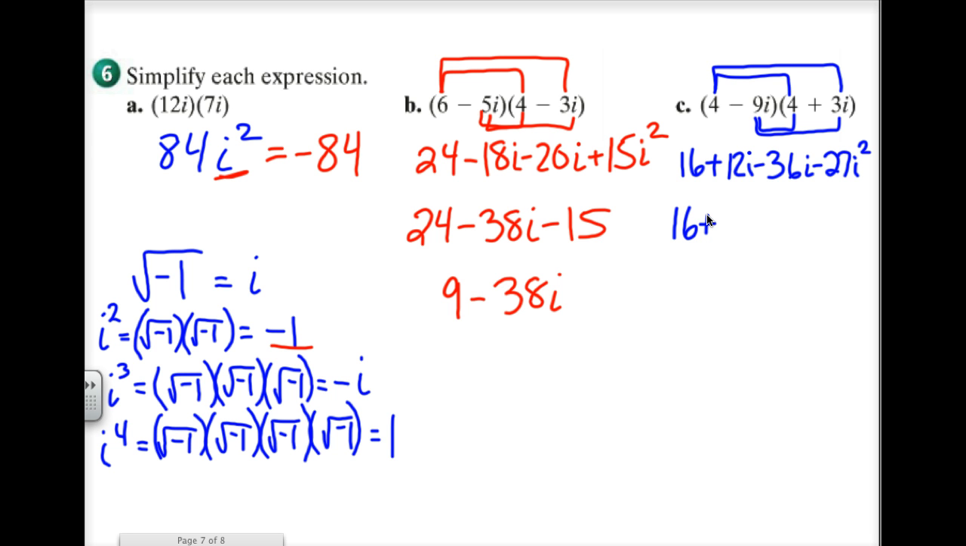Doing the same thing, I'm going to combine like terms and rewrite that i squared. 12i minus 36i gives me -24i. But that i squared and 27 is going to change its sign to a positive 27. Now I take 16 plus 27, I get 43 minus 24i.